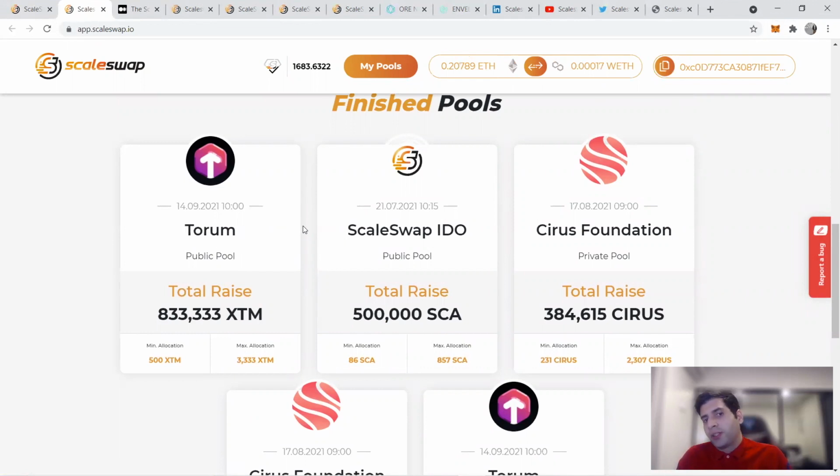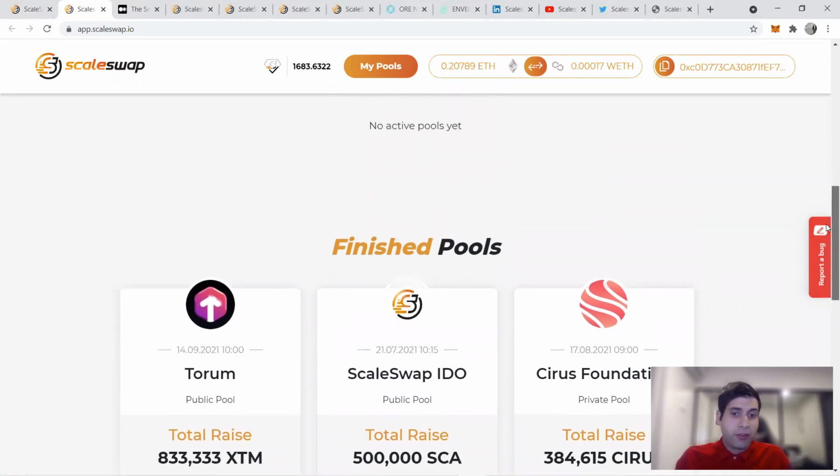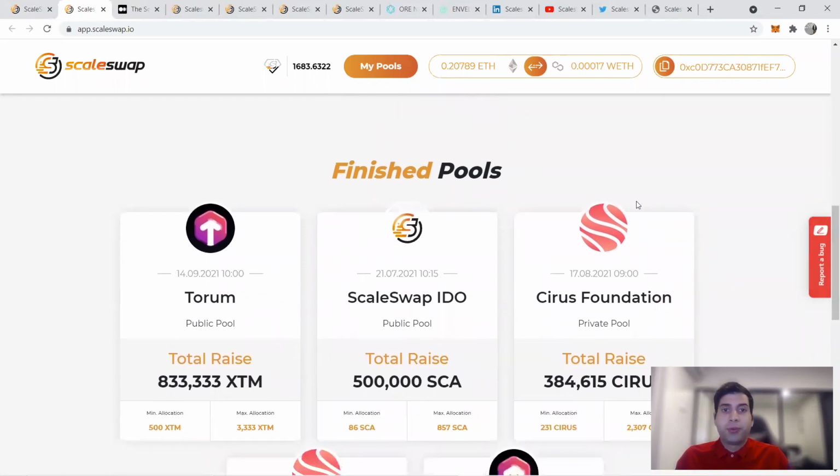But if the token is on layer 1, which is Ethereum, you have to move it through the bridge, which involves a gas fee. So some projects might have that component, some might not. Cyrus didn't have that, nor did Scaleswap itself. With Torum, I had to spend about $50 to move it from layer 2 to layer 1. But the advantage of this method is you don't have any gas fee for participating. And you also have the advantage of having it on layer 1 or layer 2, and in the future on other chains and other layers.